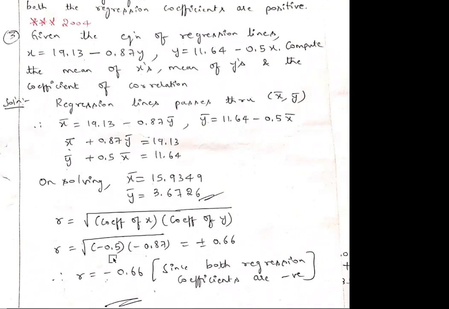And the sign which you should assign, as I said, the rule is if both are negative, you should assign negative. If both are positive, you should assign positive. I've written the reason in the bracket. Since both regression coefficients are negative, I've assigned the answer a minus sign. So r is minus 0.66. That means it is a negative correlation. The variables x and y are moving in opposite directions. That's it with your third problem. We'll go for the next one.